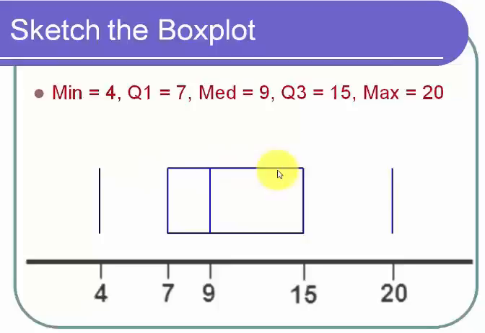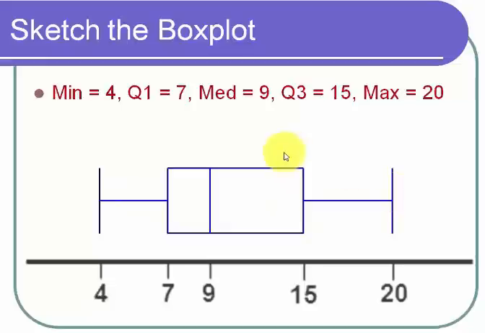Then I draw what's called the whiskers. So I draw my left whisker by connecting 4 to 7 in the middle of the bars. And I connect 15 to 20 in the middle of those two bars. And that's my box plot. Sometimes we also call this the box and whiskers plot because we have our box, which is the interquartile range box, and we have the whiskers that go from the minimum to Q1 and Q3 to the maximum.